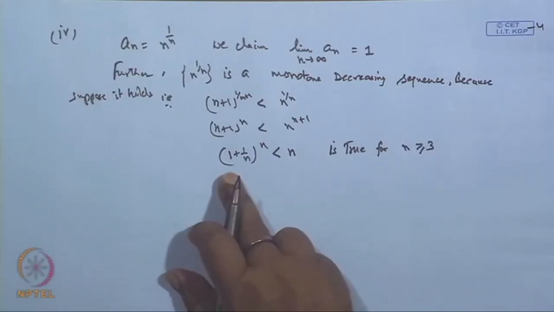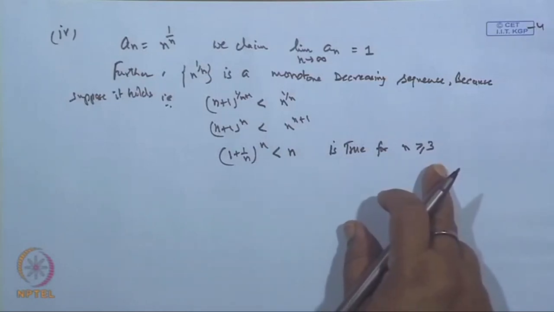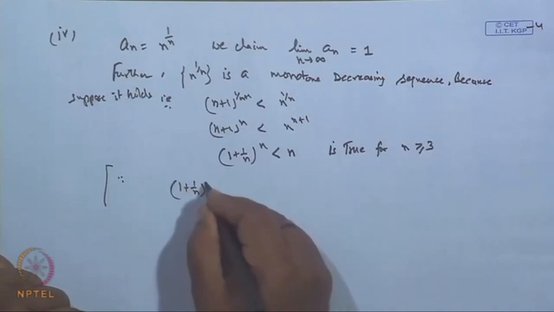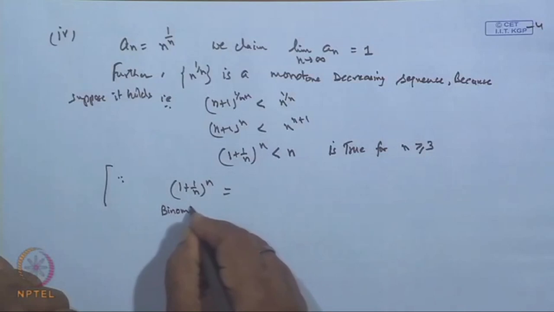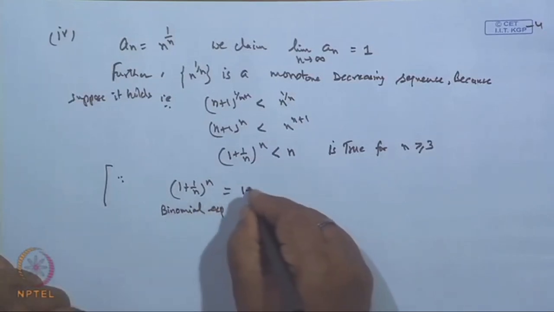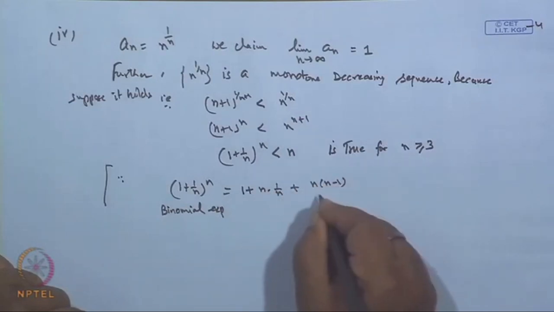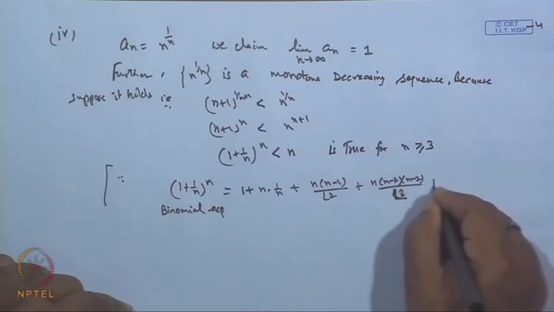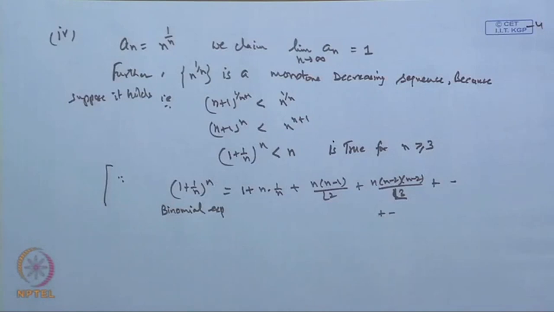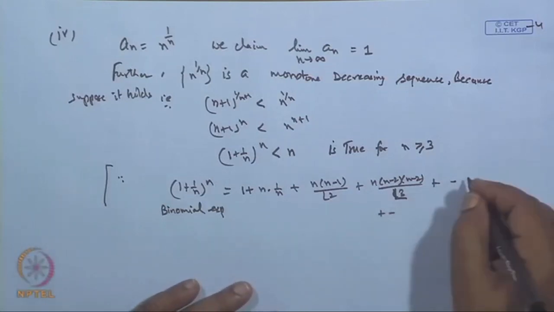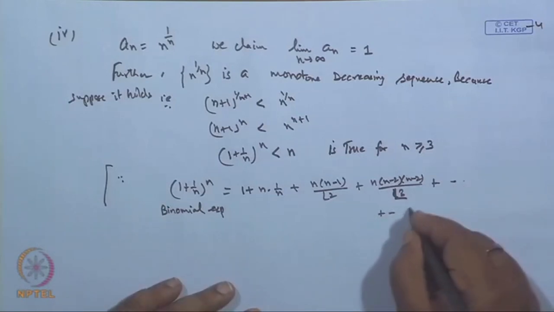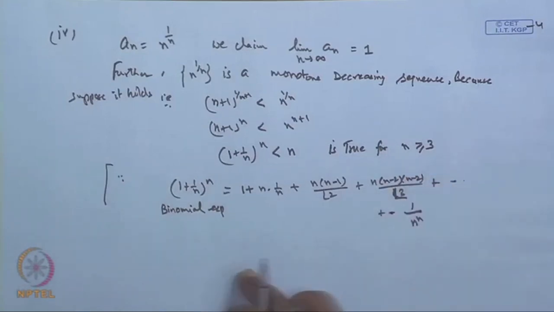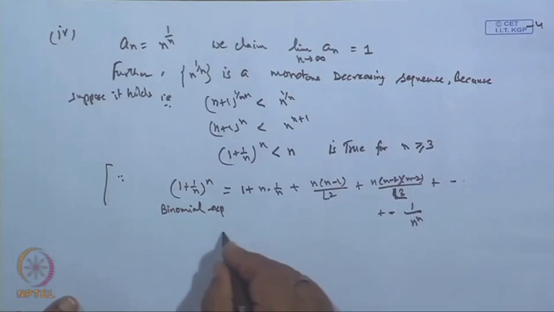For n equal to 1 and 2, it will not be true. But when n is greater than or equal to 3, it holds. The reason is that for (1 plus 1 by n) to the power n, we apply the binomial expansion: 1 plus n x plus n(n minus 1) over factorial 2 plus n(n minus 1)(n minus 2) over factorial 3, and so on. The last term, up to the nth term, gives 1 by n to the power n. Clear? Just binomial.